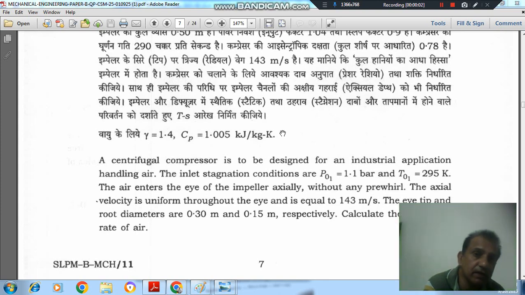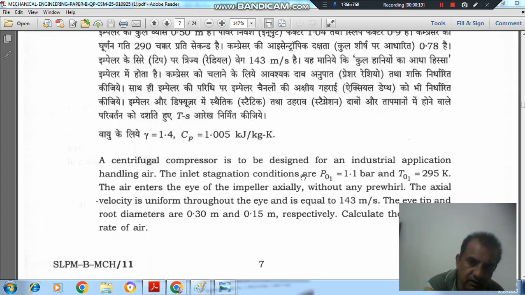Hello, welcome again. We are solving mechanical engineering paper 2 of year 2025 of civil services mains exam. Question number 3B: a centrifugal compressor is to be designed for an industrial application handling air.